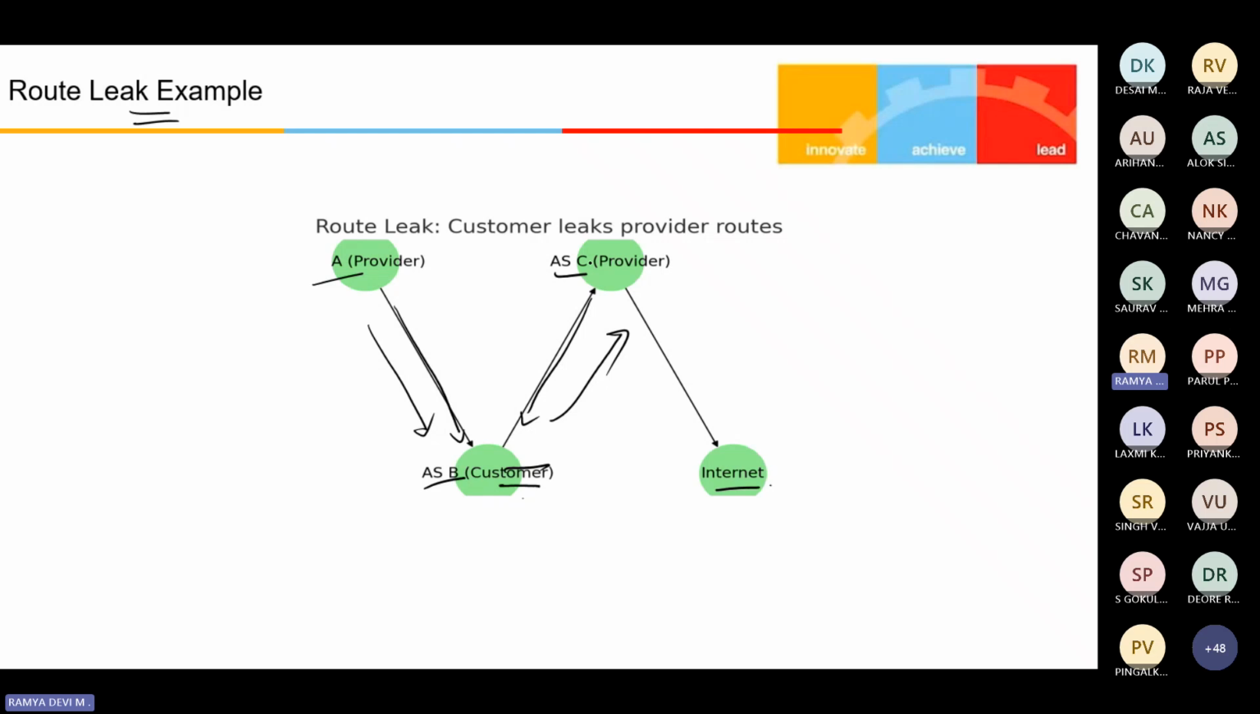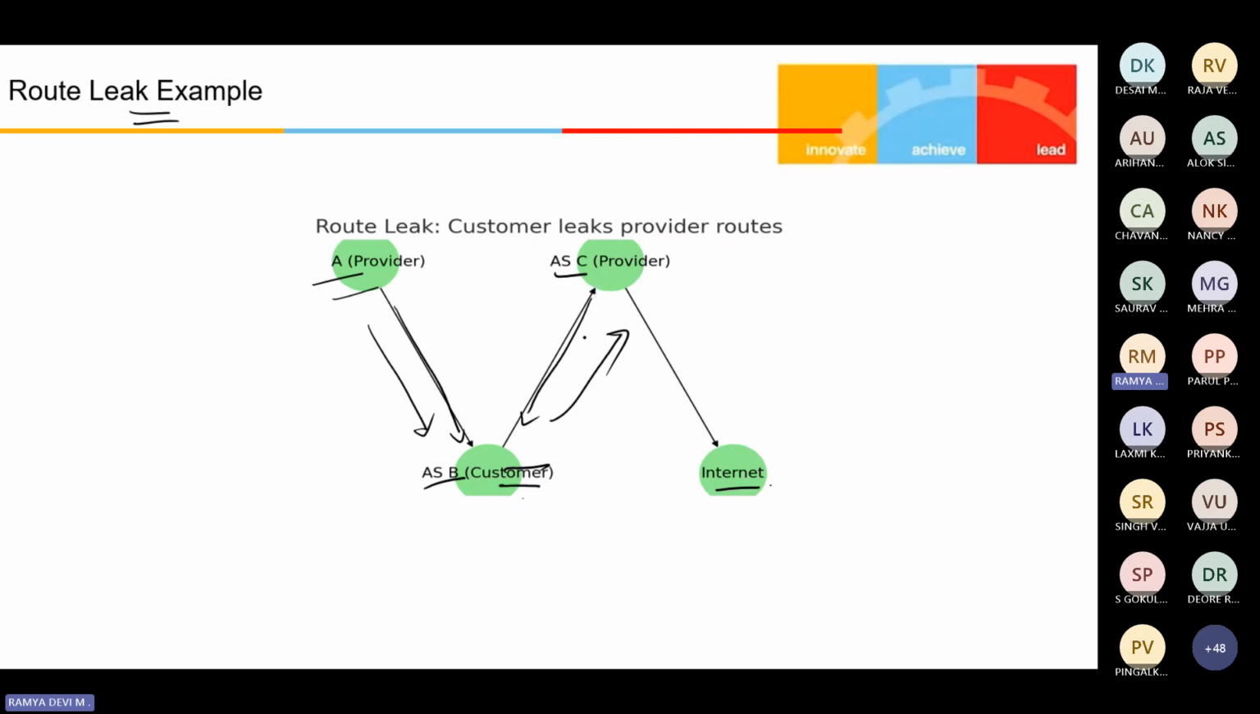Okay, so what will C think? C will think that autonomous system B is a valid path to reach the network of autonomous system A. So this is a route leak. Because autonomous system B leaked the routes, which should not be done. It should not advertise them, right? So that's the reason this problem is called a route leak.